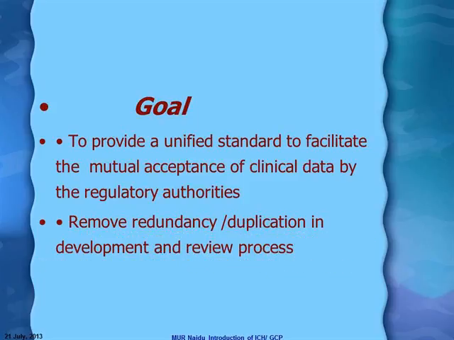The goal of ICH GCP guidelines is to provide a unified standard to facilitate the mutual acceptance of clinical trial data by the regulatory authorities of all the member countries who follow the ICH GCP guidelines for their clinical trial and drug development process. The other goal is to remove the redundancy or to prevent the duplication in the development and review process by the other countries.